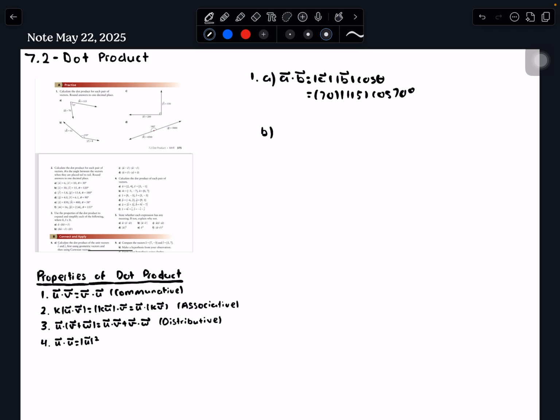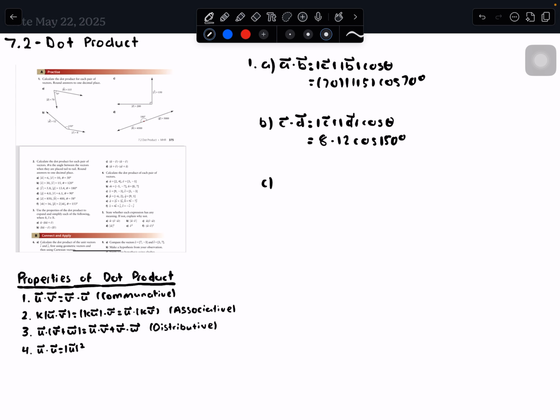For b, we have c dot d, magnitude of c, magnitude of d, cosine theta. In this case, we have 8 times 12, cosine of 150. For c, I think that says c dot f. Can't really read that, but I think that's what it says. And then we have 150 times 200, cosine of 90.